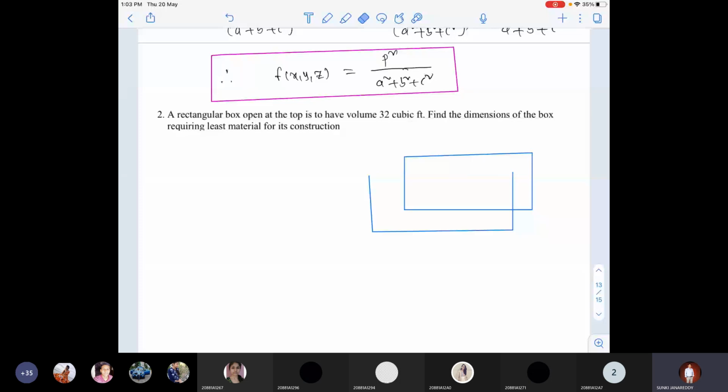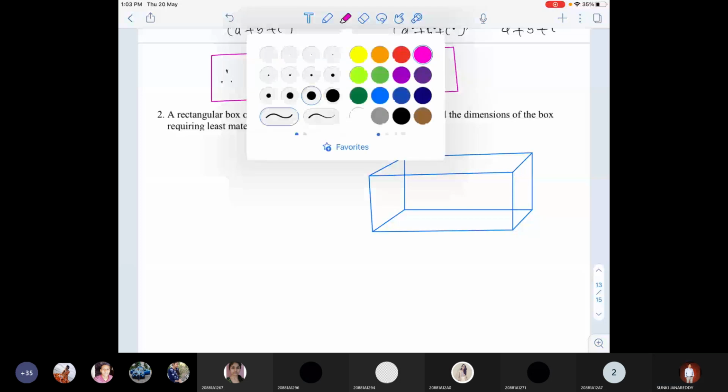Answer problem. Yes, sir. One second, I will draw one figure. It is a rectangular box only, right? Yes, sir.